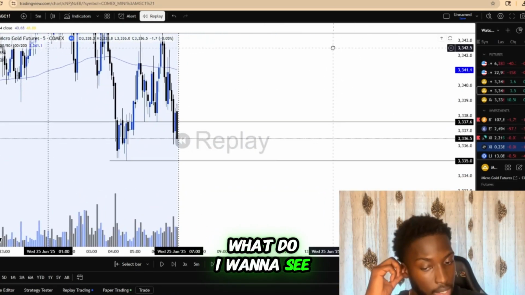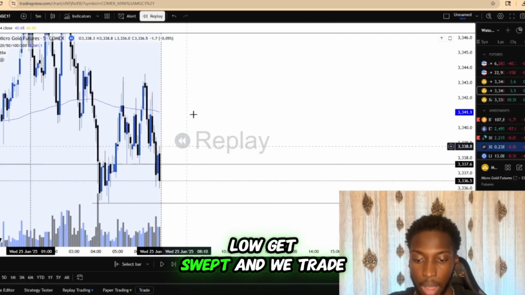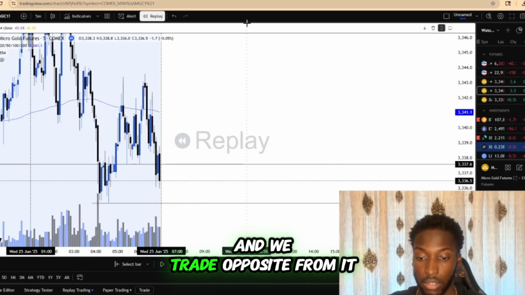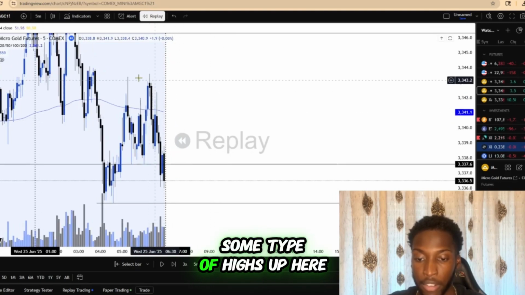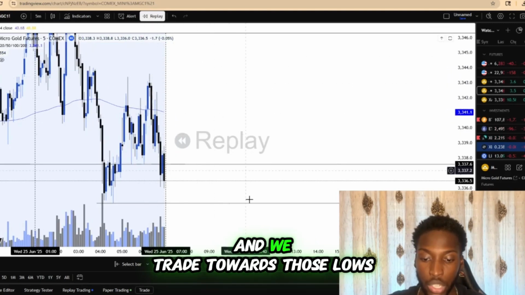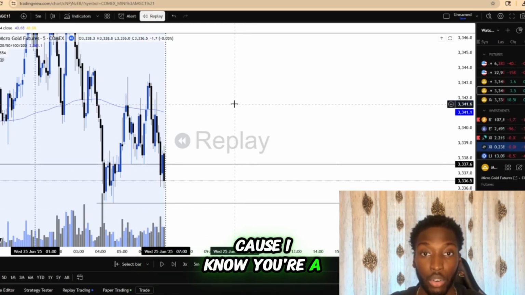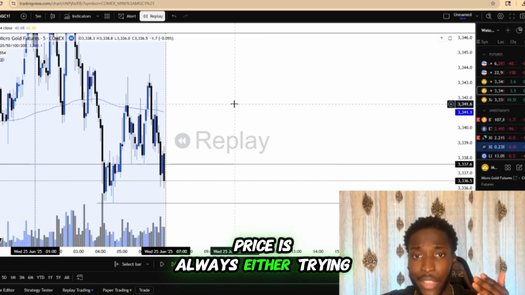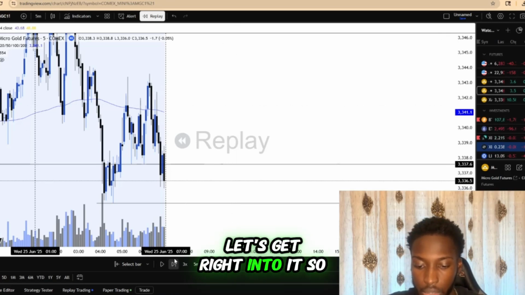What do I want to see? I either want to see this low get swept and we trade opposite from it, or I want to see some type of highs up here get swept and we trade towards those lows so we can target it. Because I know you're a great area of liquidity. Since you're a great area of liquidity, price is always either trying to trade towards it or trying to trade away from it. Let's get right into it.